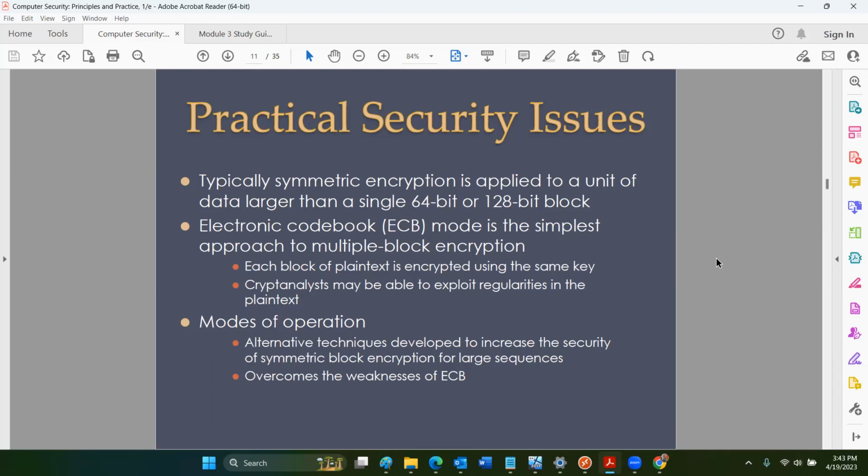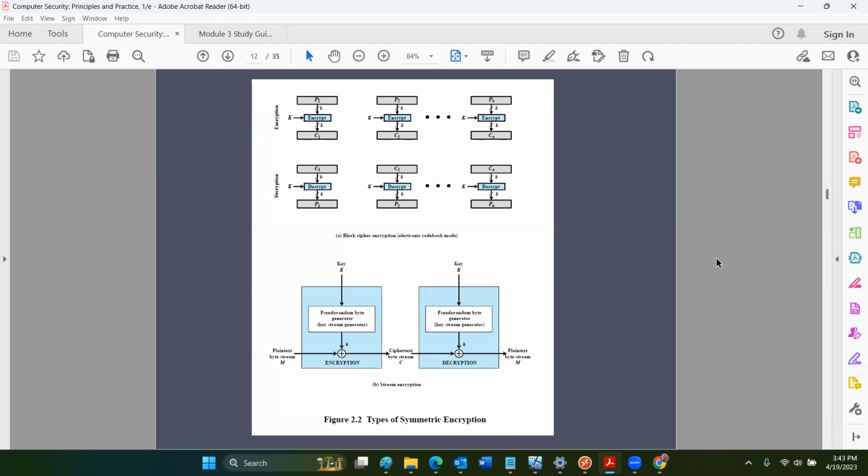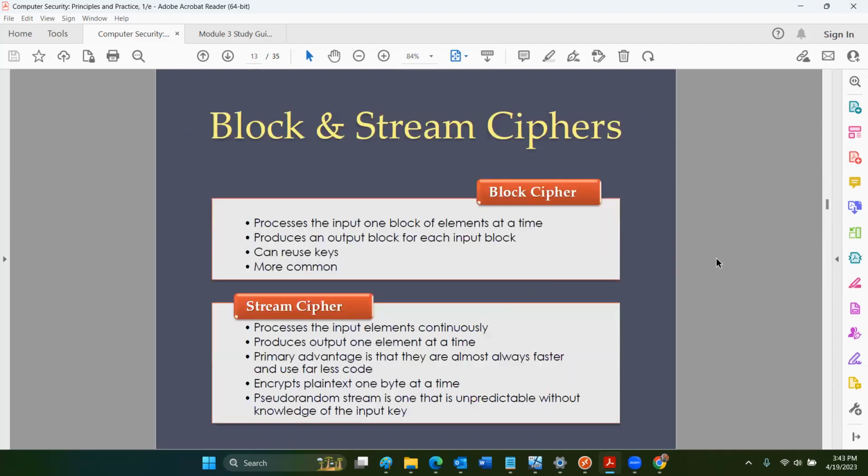So let's see. I don't want to get into some weeds here. Here's the screen I want. Everybody can see this, right? Yeah. Okay.